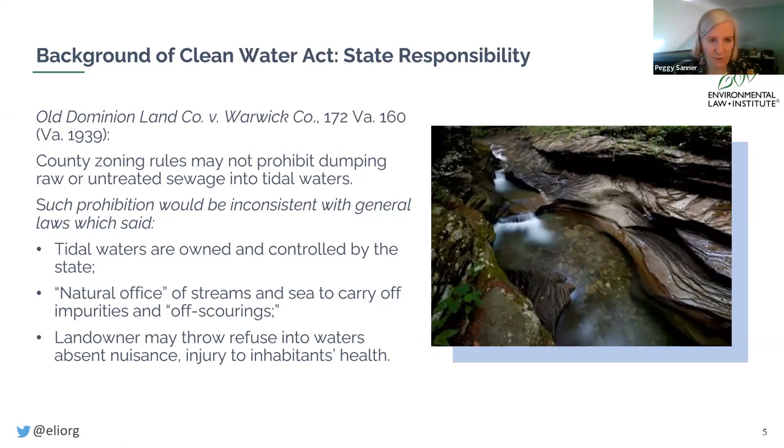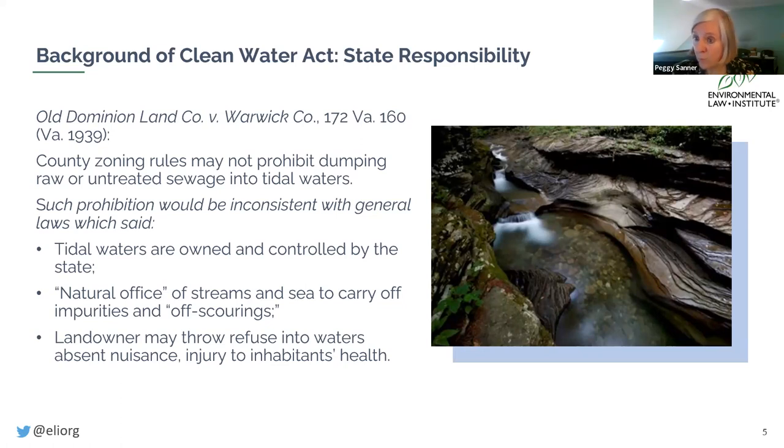And to do that, I wanted to bring to your attention a case that was brought in Virginia in the first half of the 20th century, brought by a landowner, Old Dominion Land Company, against a county. The circumstance was that that landowner had been held in violation of the county's zoning laws because he dumped raw sewage into a tidal river nearby. The landowner was not happy about that and took the matter ultimately to the state Supreme Court.